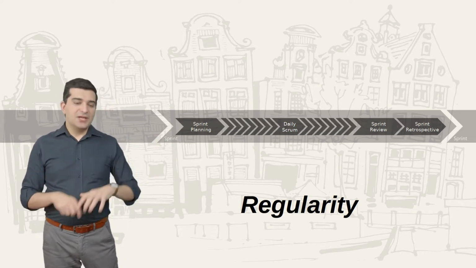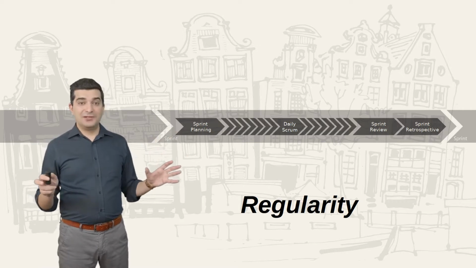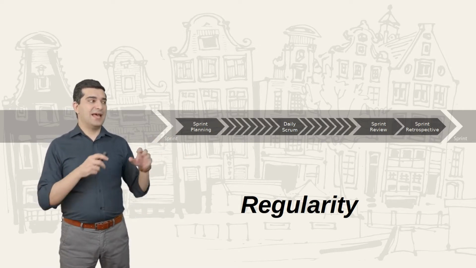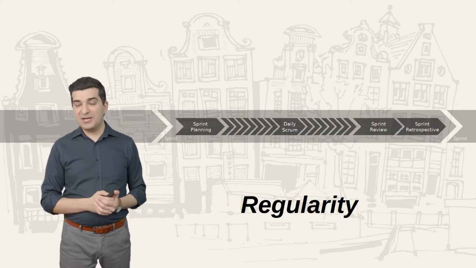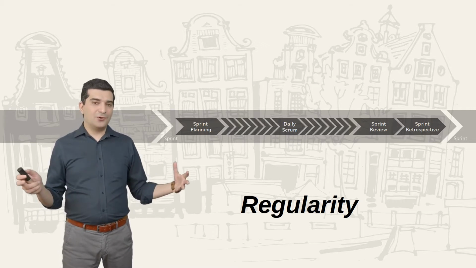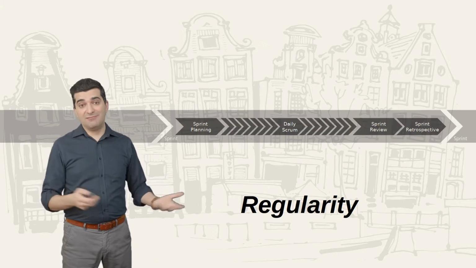All right. So that was the high-level overview of all events, and in the next lesson we're going to talk about the sprint, which is the container for all events and also an event by itself.